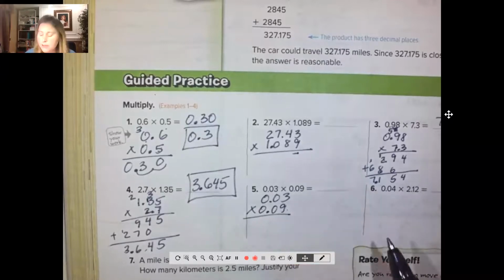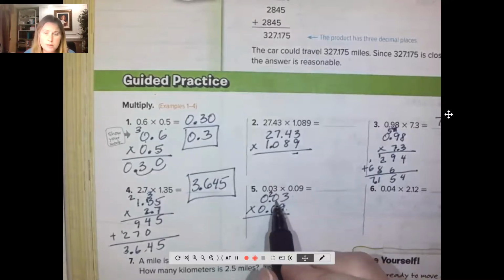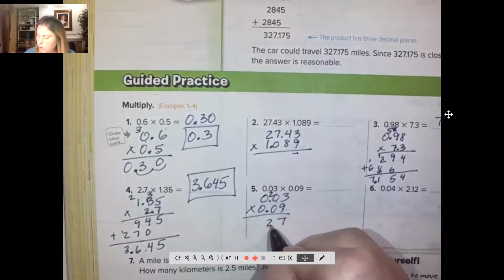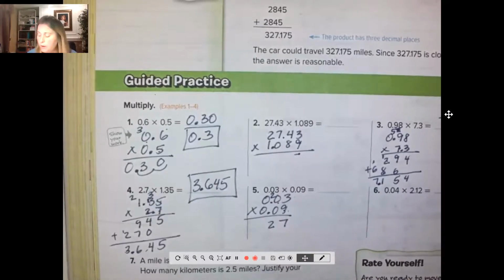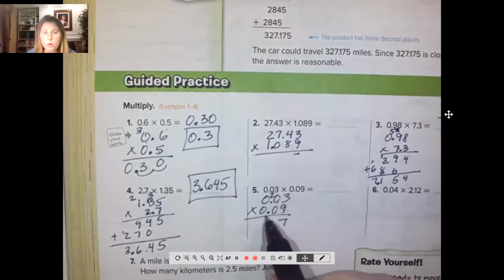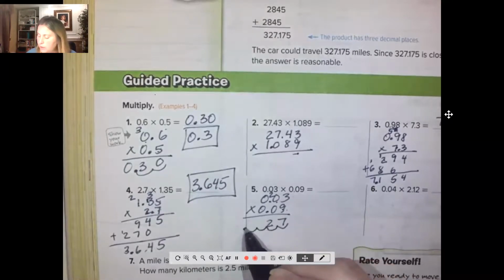9 times 3 is 27. Write the 7, carry the 2. 9 times 0 is 0, plus the 2 we carried. Or you could have just written 27 here, depending on how you learned it. In our problem, we had 1, 2, 3, 4 decimal places. In our answer, we need 1, 2, 3, 4 decimal places.